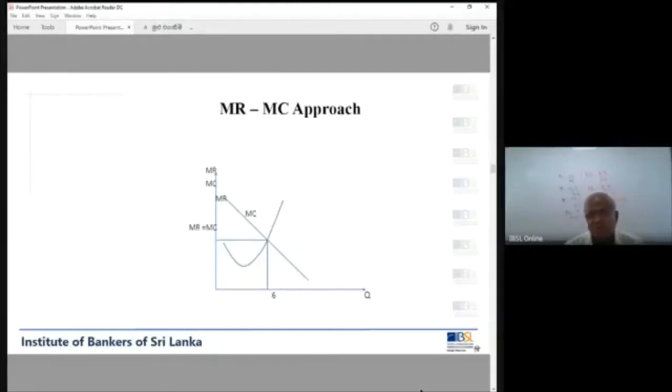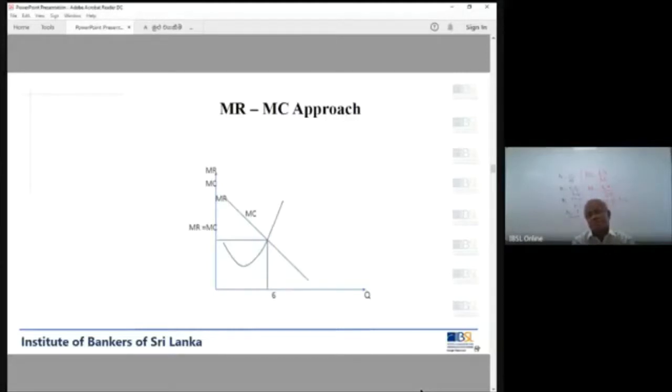So now we have the MR-MC approach. What is the rule? The profit maximizing rule. We can give a rule to the company, a recommendation. Your profit will be maximized when marginal revenue equals MC. When MR equals MC at a particular level of output, that output level is the profit maximizing output. It is the point of intersection, MR equals MC.